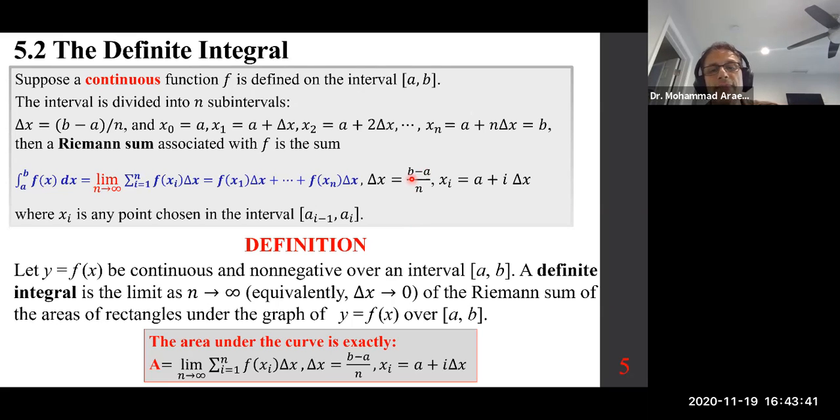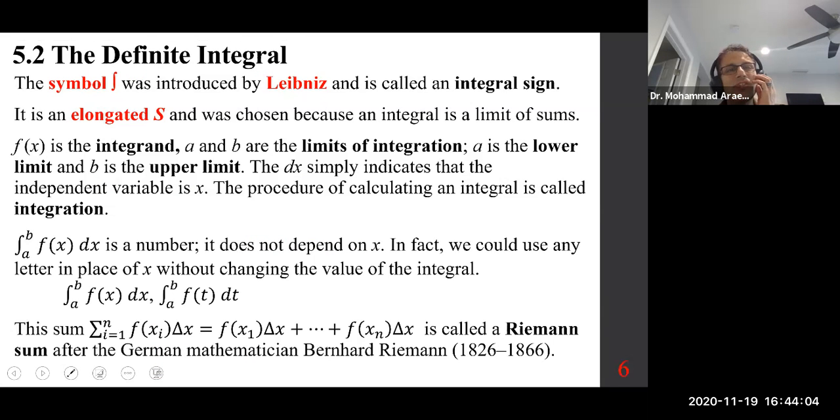And so having said that, the Riemann sum of the area of rectangles under the graph of the function y equals f of x over the interval from a to b, this is the definition of this guy. Okay, the definite integral is defined as such. I have some explanation here, and I think the next page explains it better, so you can read this on your own. I want to go over the next page.